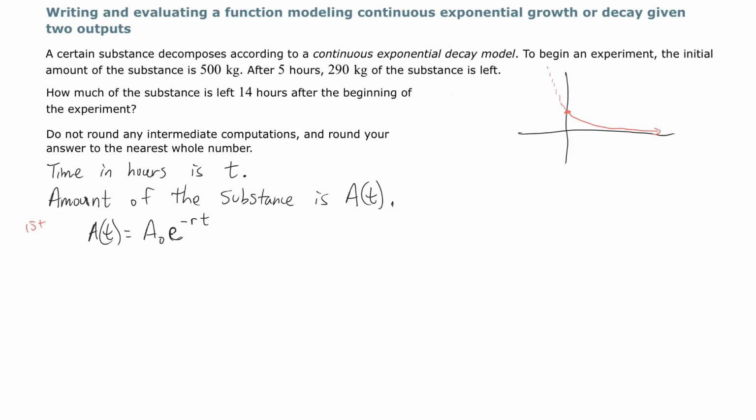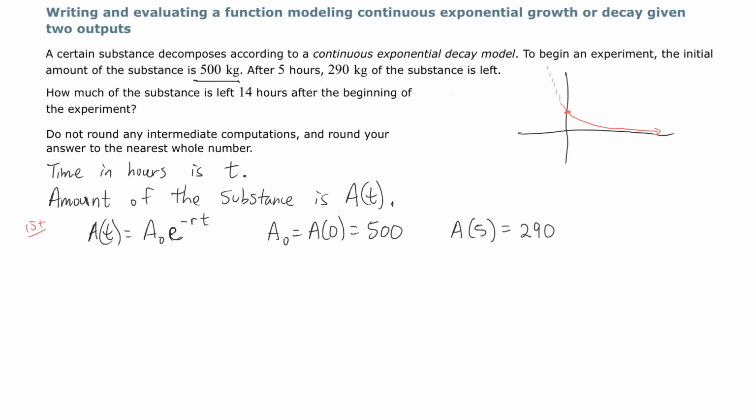I'm going to start off with translating our English into variables, and then recognizing what it means to have an exponential decay model. We also know a lot of things. We do know A sub naught. A sub naught is equal to A evaluated at 0, which is given to be 500 kilograms. We're also given a certain amount after 5 hours, and in function notation that's called A of 5, which is 290 kilograms.